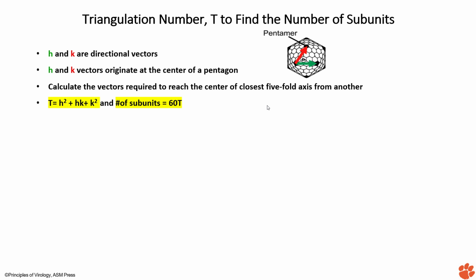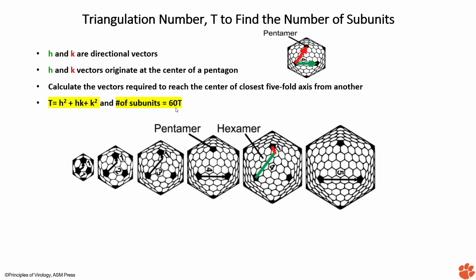This is the formula of the triangulation number: H squared plus HK plus K squared. The number of subunits is 60 multiplied by the triangulation number. So if the triangulation number is 2, you have 120 subunits. If it's 3, 180 subunits, and so on. So let's first look at how you calculate the triangulation number.